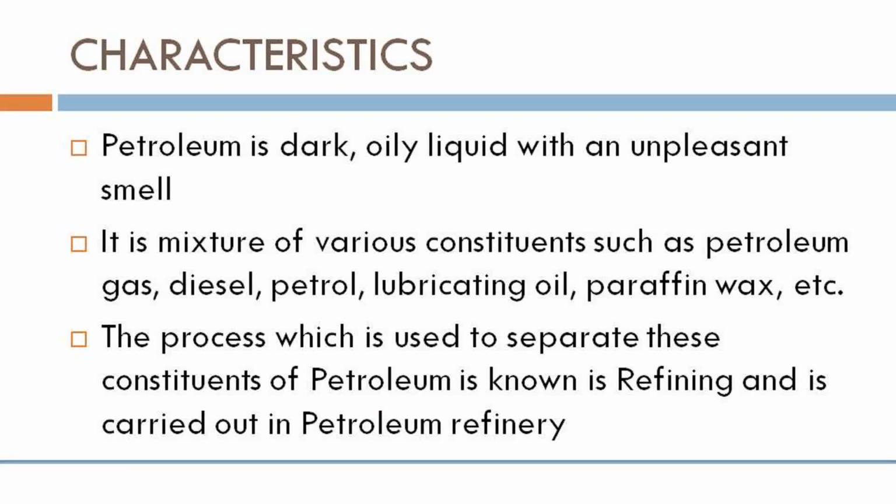Petroleum is a dark oily liquid with an unpleasant smell. It is a mixture of various constituents such as petroleum gas, diesel, petrol, lubricating oil, paraffin wax, etc. The process which is used to separate these constituents of petroleum is known as refining and is carried out in a petroleum refinery.